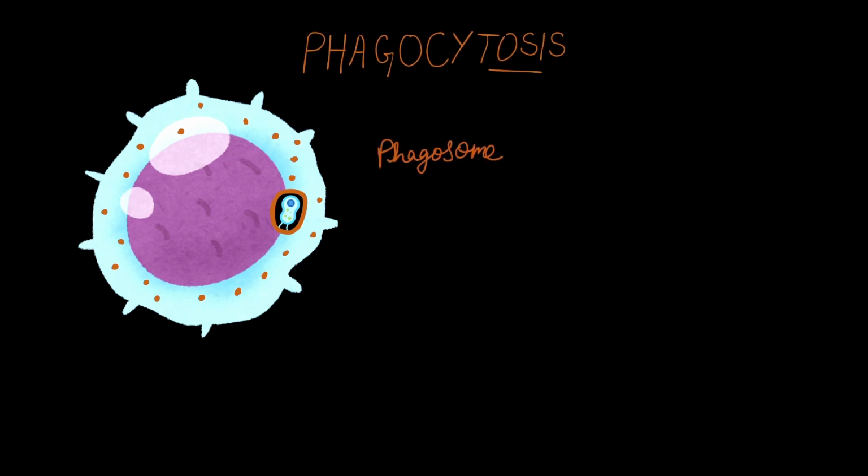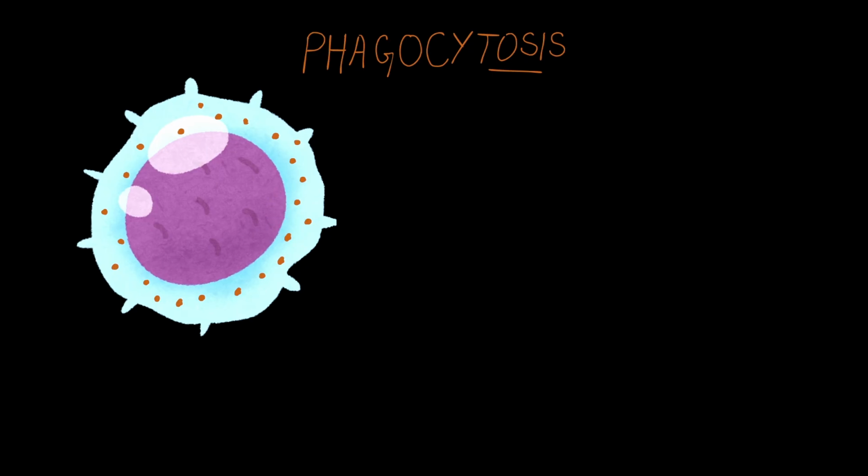The pseudopodia fuse, trapping the particle inside a membrane-bound vesicle called a phagosome. The phagosome fuses with a lysosome, forming a phagolysosome. Hydrolytic enzymes, reactive oxygen species, and low pH kill and digest the pathogen inside the phagocyte, and the pathogen is degraded into harmless waste. If macrophages can control the infection alone, the process ends here.